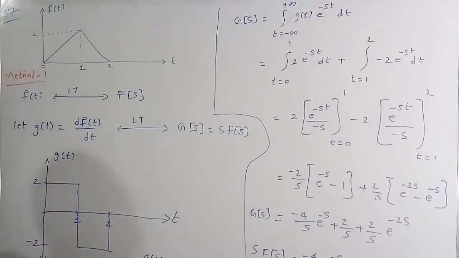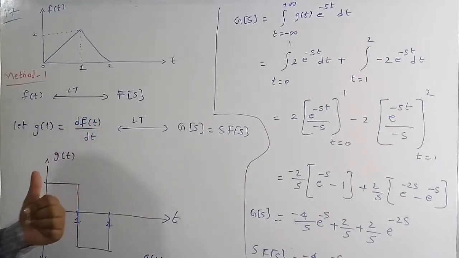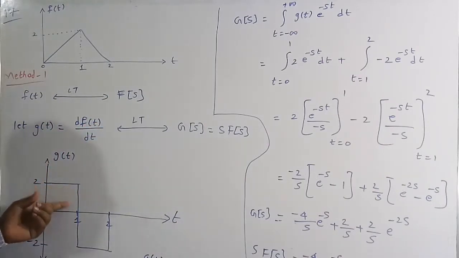So now I am going to take a signal g of t, which is nothing but the differentiation of the previous, that is the original, signal. From 0 to 1 it is a straight line, and the slope is 2 by 1, which is nothing but 2. For any straight line, if you do the differentiation it is horizontal, so it is a constant signal because its slope is constant. So therefore the slope is plus 2.